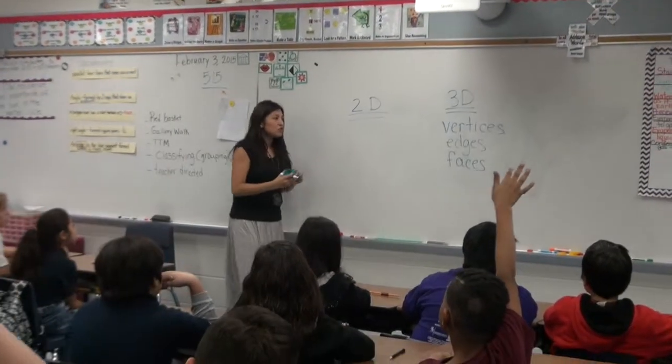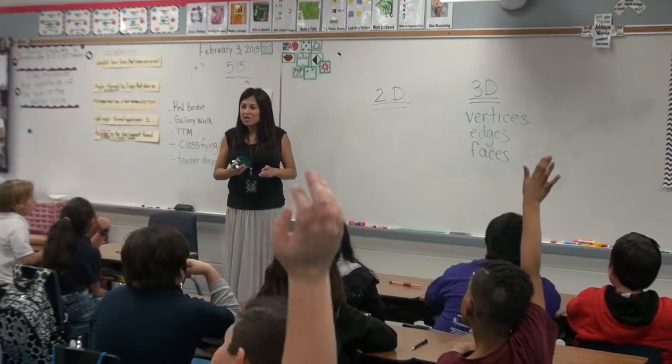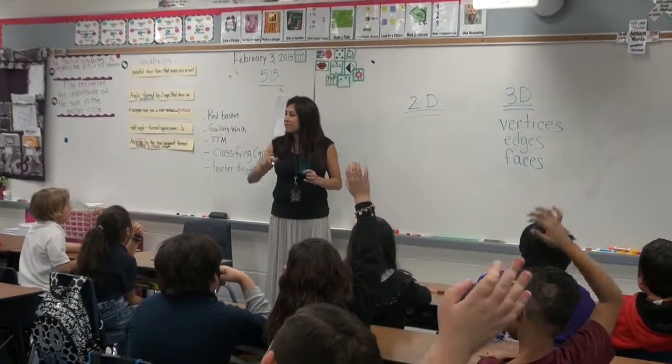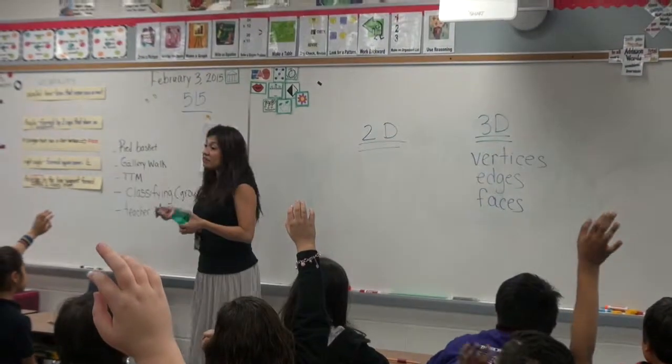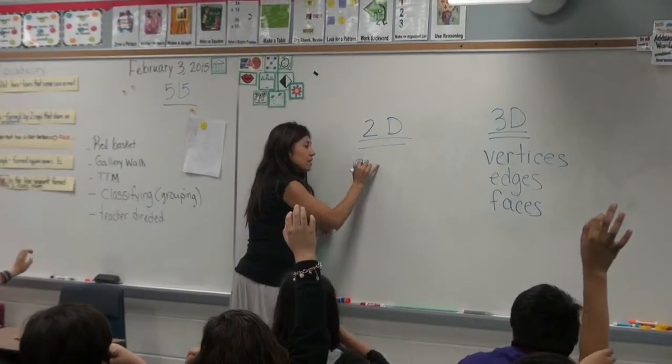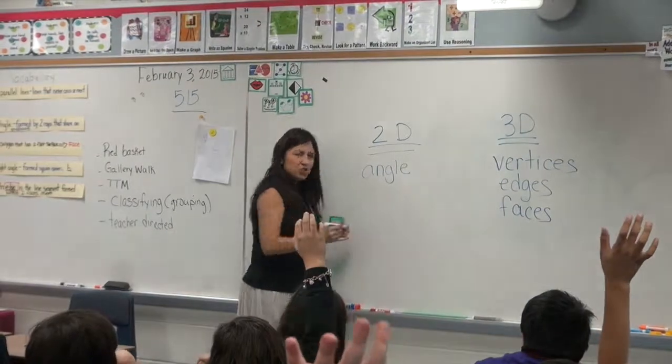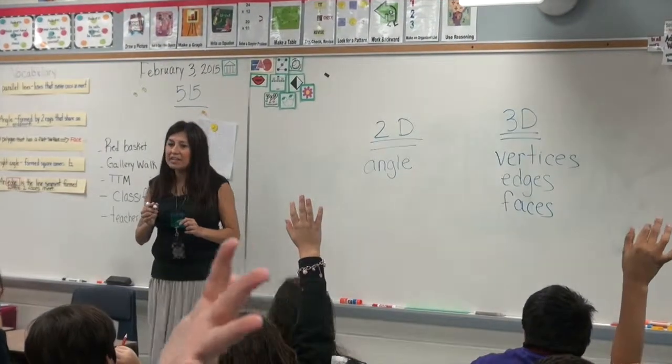But let's go back and talk about 2D shapes. Do you think that on a 2D shape we're going to have edges? No. What are we going to call them? Angles. Okay, well, we have angles. We did talk about angles with 2D shapes. Do you remember what angles we talked about on a 2D shape?